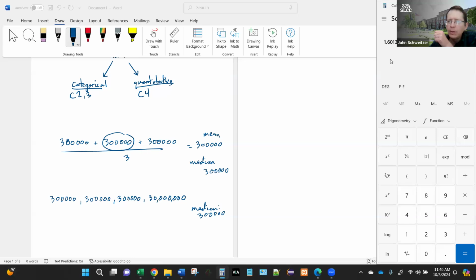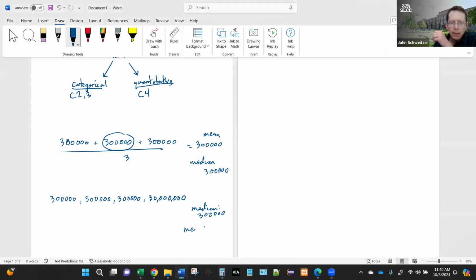But what happens to the mean with that $30 million house, right? So we have 300,000, we have 3 of those, so I'm going to go times 3, and then we're going to add in the $30 million house. That's just sort of an outlier. We divide by 4, and now the mean is over $7 million, right? Does that make sense? So the mean is basically destroyed by that outlier. Okay, $7 million does not really capture the typical middle value for this data set anymore.